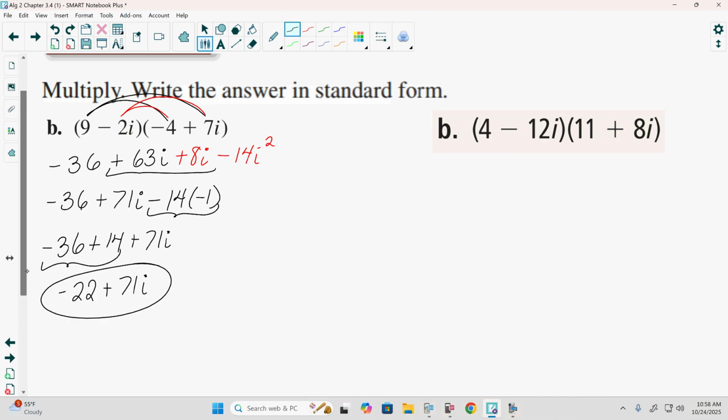So we had to multiply through, reduce our i squared terms, where the power of i is greater than 1. Combine like terms. But because we had negative 14 i squared, it became positive 14. Negative 36 plus 14 is negative 22, telling us that 9 minus 2i times negative 4 plus 7i is negative 22 plus 71i.